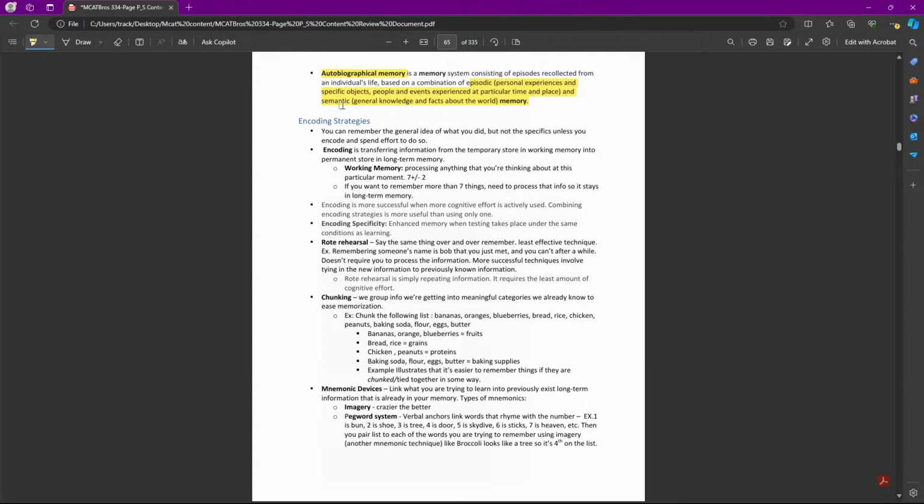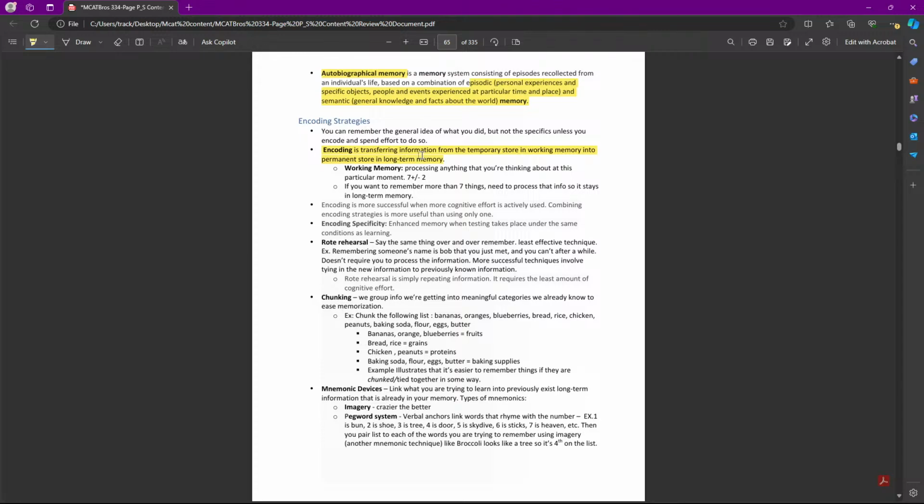Encoding strategies. Okay, you can remember the idea of what you did, but not the specifics unless you encode and spend effort to do so. So encoding is the strategy for transferring information from your temporary storage in your working memory to a long-term memory to use later. Working memory is processing anything that you're thinking about at that particular moment.